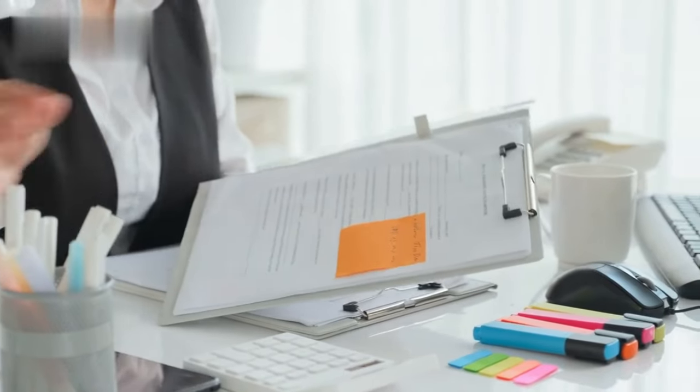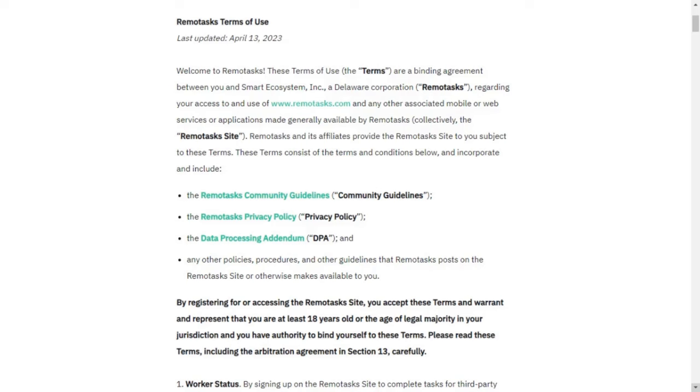Stay away from anyone who guarantees specific earnings on Remotasks. Bots and automation tools. While using certain tools to improve efficiency can be helpful, bots and automation are strictly against Remotasks' terms of service. Don't risk getting banned.